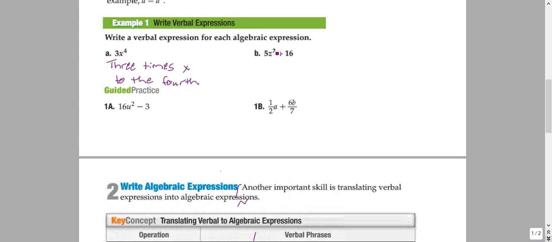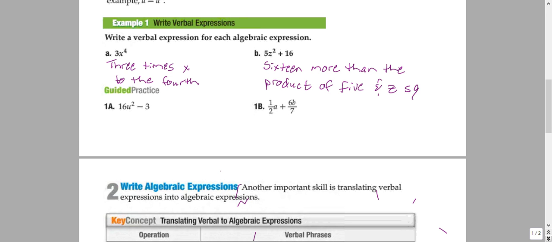Again, if you were thinking 5 times z squared plus 16, same thing. But I'm going to write it like this because we're going to see that more than quite a bit and we have to get used to it. So 16 more than the product of 5 and z squared.